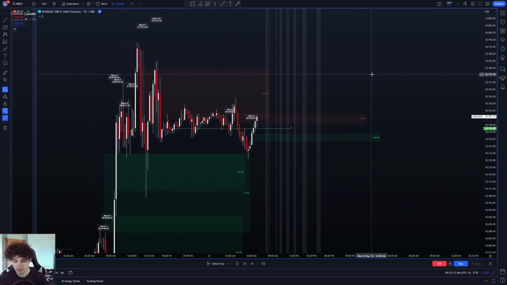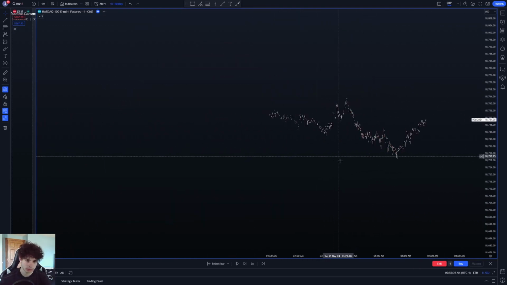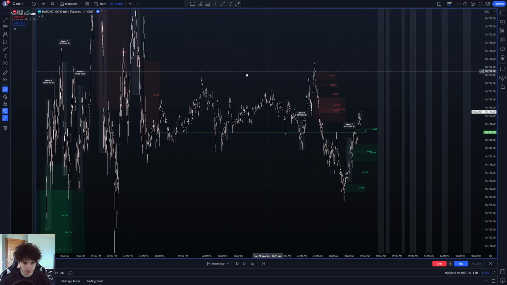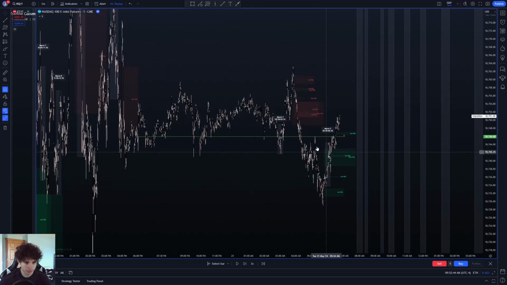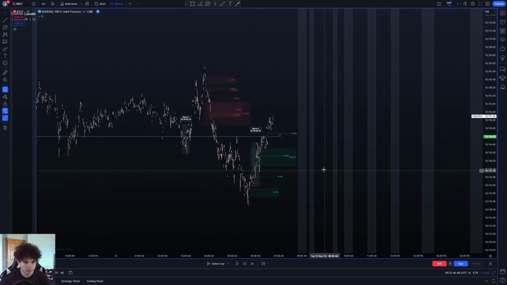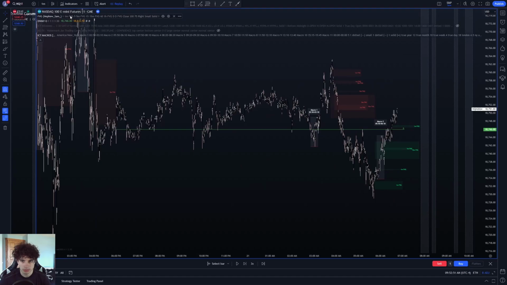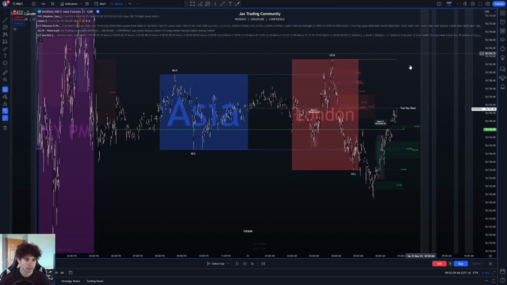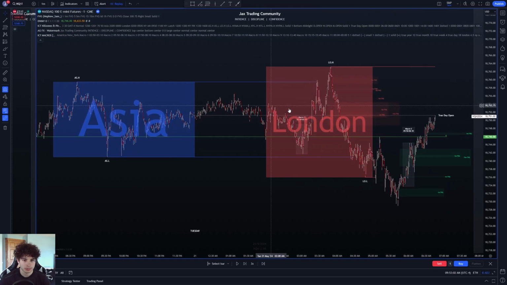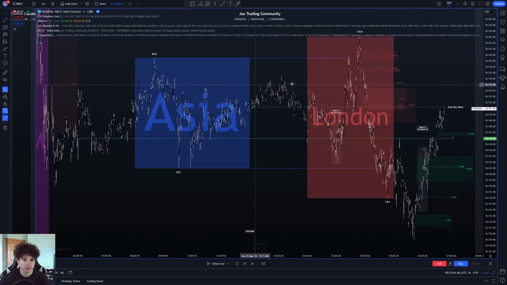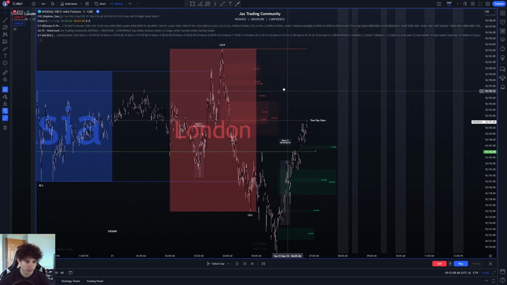Going to the 1 minute here, if we look at the daily open, we've sort of been trading above it and then below it. We're sort of around it. Let's check the London and Asia sessions. Right here. So first of all, Asia high has been taken out by London. Asia low has been taken out by London.